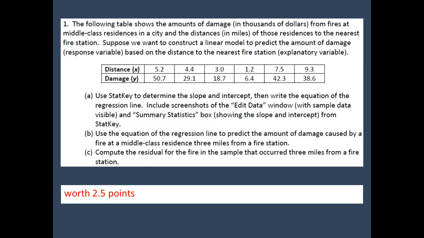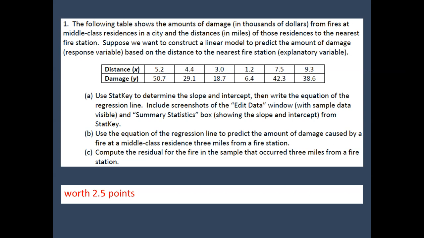In part A of problem number 1, you have to use StatKey to find the equation of a regression line. Typically, if you're going to use StatKey for that purpose, the one thing that you have to watch out for is making sure you have the order of the variables correct. I don't think that'll be an issue here, since in the table they're labeled as X and Y, and that's enough to dictate the order.